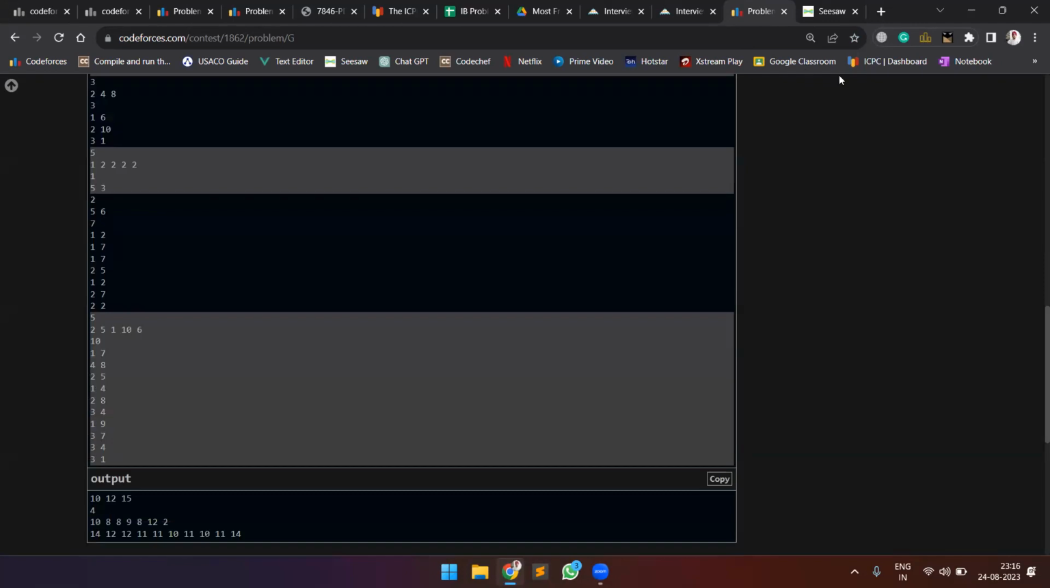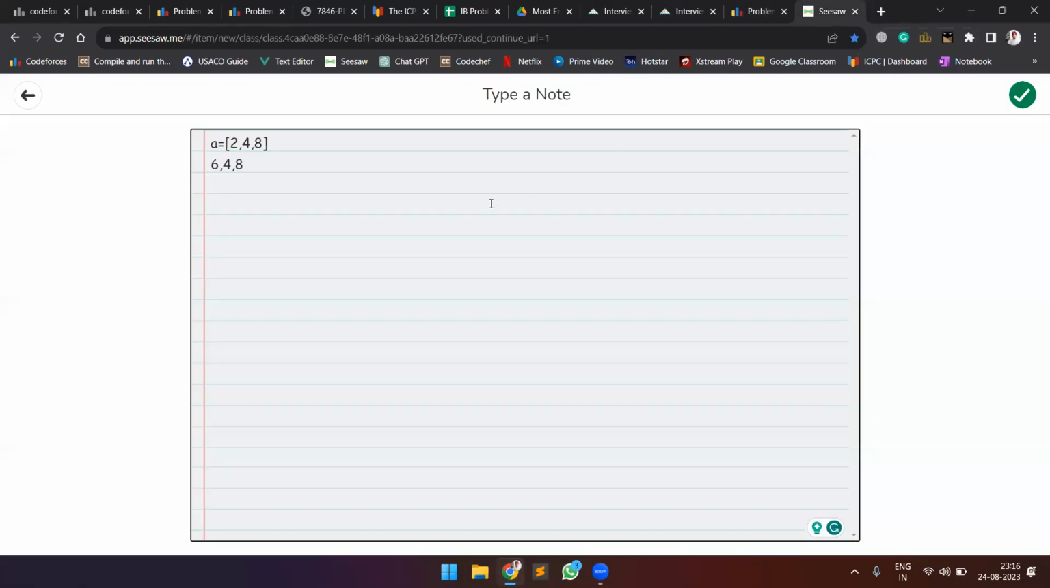Now, what is the second query? Second query is changing 2 to 10. If we change the second number to 10, 6, 10, 8. So the highest number is 10, and the maximum difference is again 2. So 10 plus 2, 12 should be the answer to this query. It is. Now, what is the third change? We change the third number to 1.